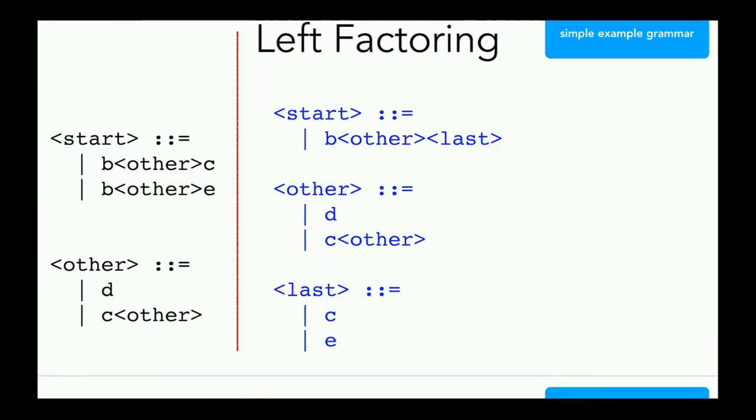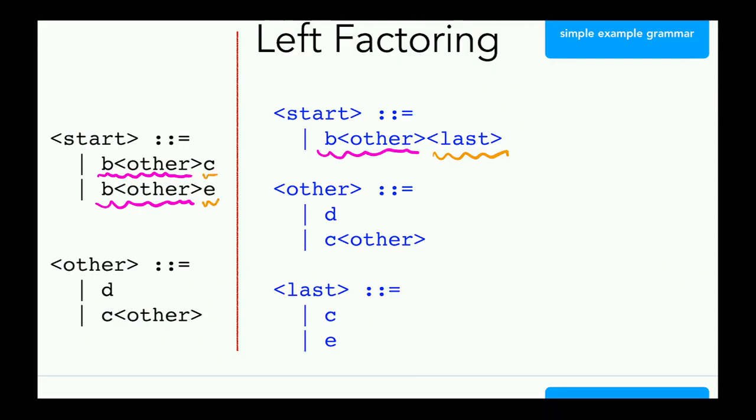Basically, all we have to do is identify that prefix, right? So we can go ahead and say, all right, I'm seeing that these two production rules both start with B other. Let us now make a production rule that has that, and then it's going to introduce this new thing that is going to represent whatever would come after, right? And so we can see that that's going to be either C or E.